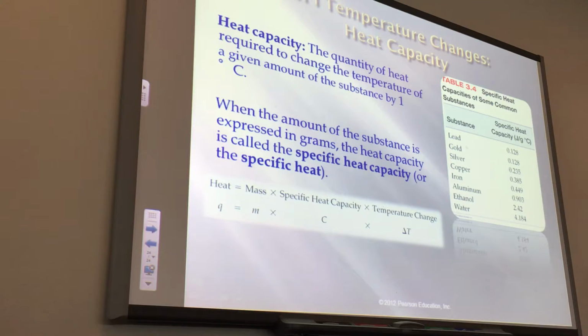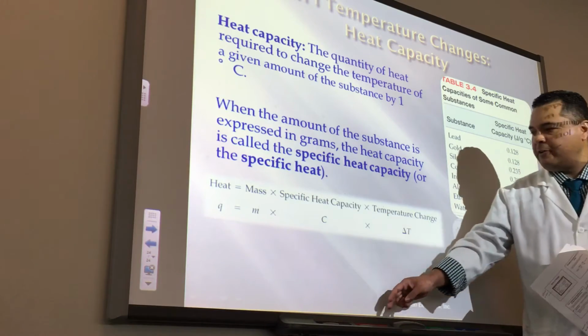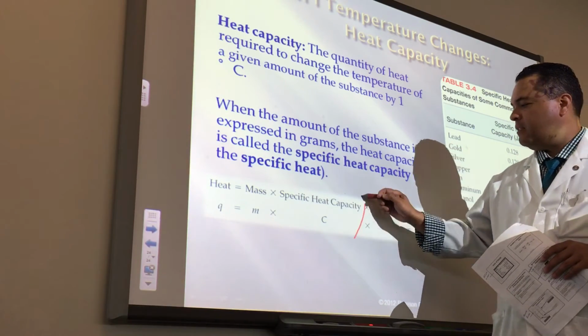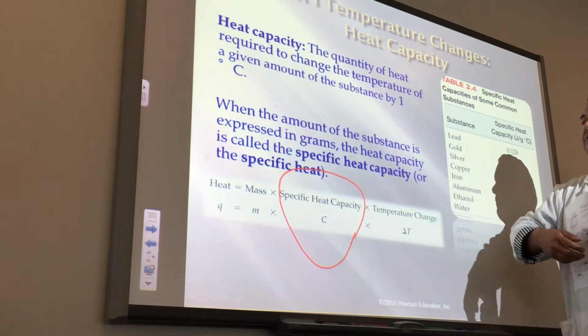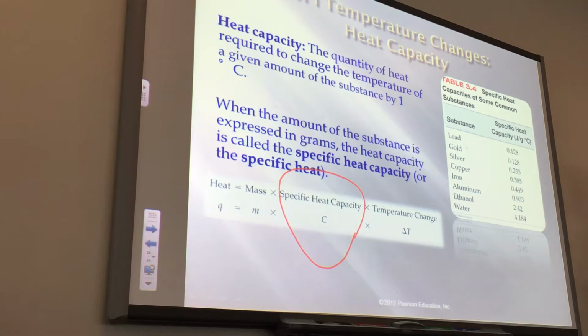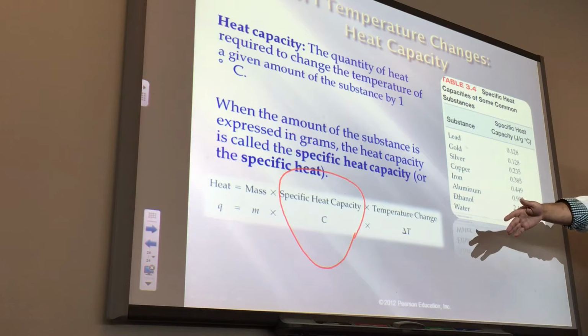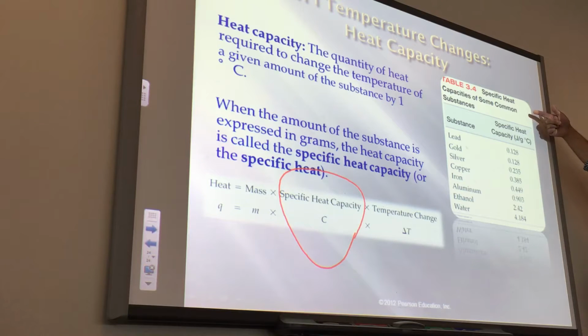Before we get into that, let's just look at one parameter of heat capacity, and it's this one right here. It's the specific heat. It's the C factor right there in the formula. And then here we have a table that lists some of the common specific heats, which is the C factor in that formula. And the specific heats have the units of joules per gram degree Celsius.